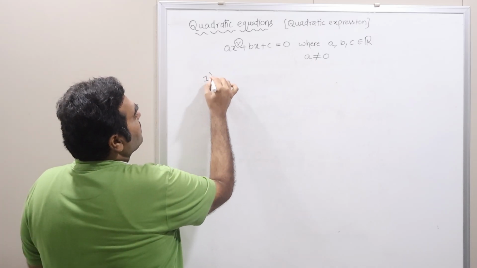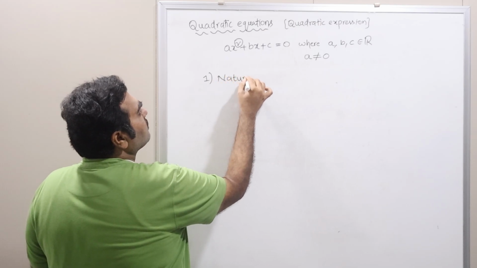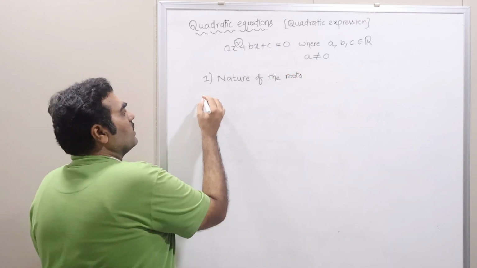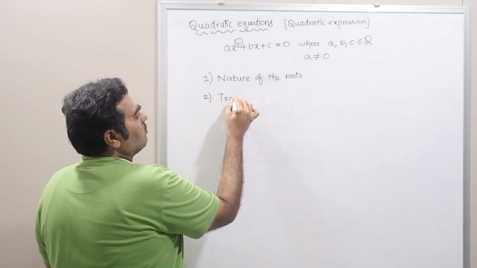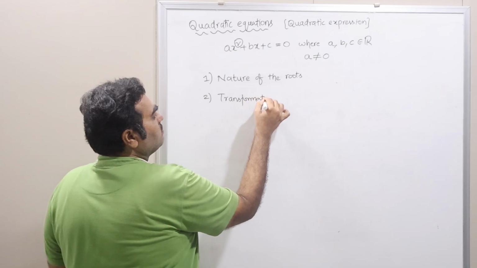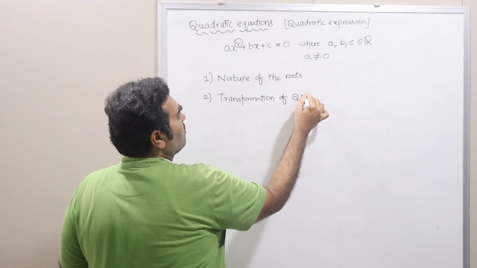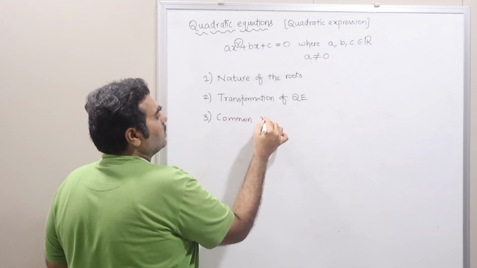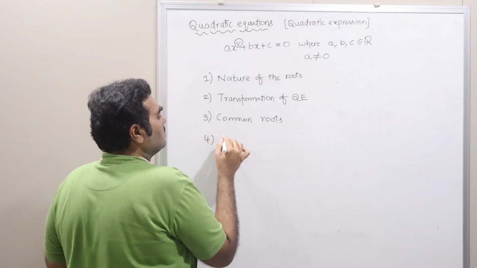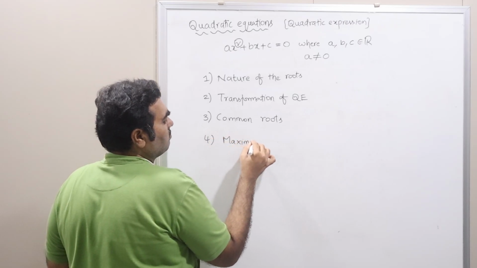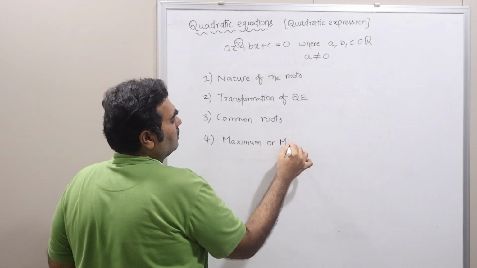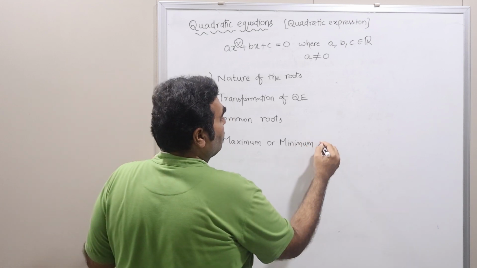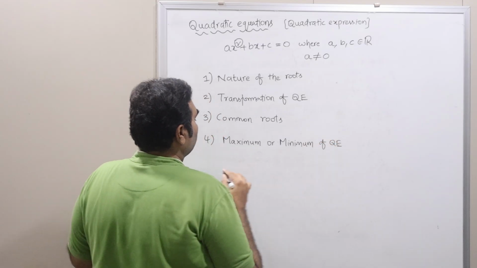First of all, we are going to start with considering nature of the roots, and then we will see transformation of quadratic equation, and then we may consider common roots. After that, maximum or minimum, or maxima or minima of given quadratic expression.